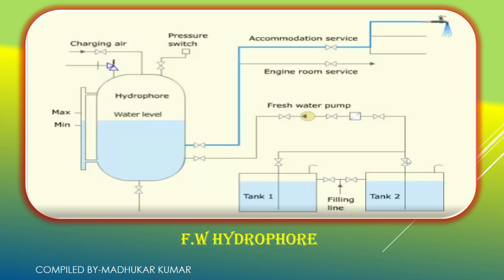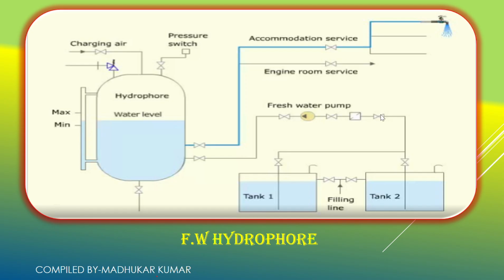Let's suppose now we are starting the consumption from tank 2, so tank 1 we will keep closed, and this valve is open. These two valves are for the filter. This is your suction filter, and it is required because if any dirt or mud is there, it will be filtered out, so it will not go to the pump.